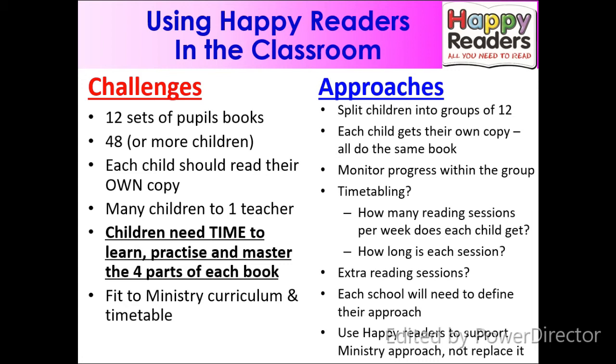So what approaches do we take? Well, first of all, we suggest splitting the children into groups of 12 as far as possible, or a number appropriate to the number of sets of books that you have and the number of children. And each child gets their own copy of the book, and they all do the same book at the same time within their group. We'd like to monitor progress within the group.